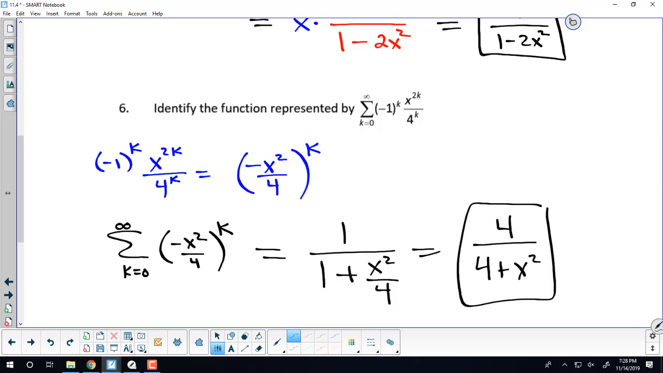Typically, we're not working this way with functions and series. We're usually starting off with a function and saying what series is represented by that particular function. So it's not super common, but there are one or two homework questions about this.